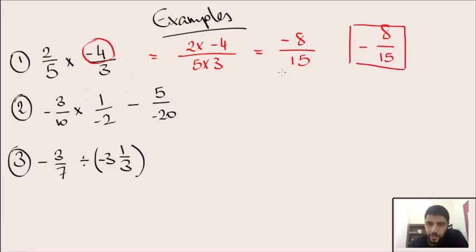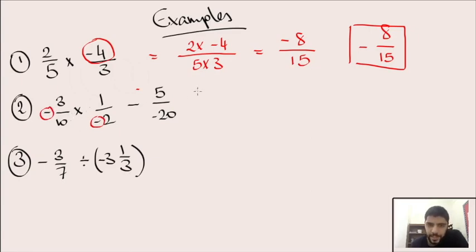Notice that it doesn't matter where you put the negative sign. If you put it with the 8, right next to the fraction line, or with the 15, it's all the same. So let's look at this one. This one says negative 3 over 10 times 1 over negative 2 minus 5 over negative 20. This negative sign is exactly the same as this one. It doesn't really matter where the position is.